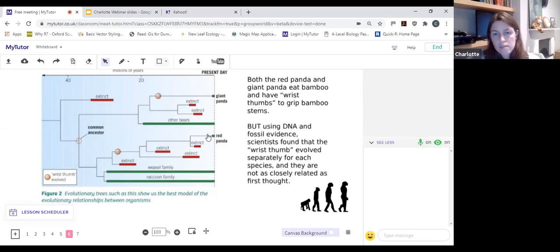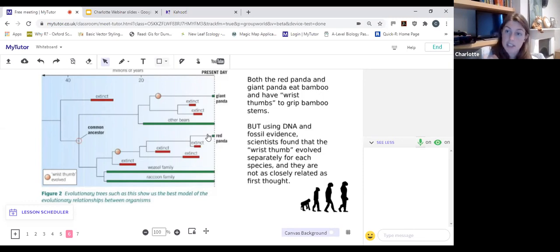So, how strange is that? Using DNA and fossil evidence, we've found that two species that behave very similarly, that have similar adaptations, are actually not that closely related. The wrist thumb, which they use to grip bamboo, evolved separately for each species. So they're not as closely related as first thought. Actually, red pandas are more closely related to weasels than they are to giant pandas.